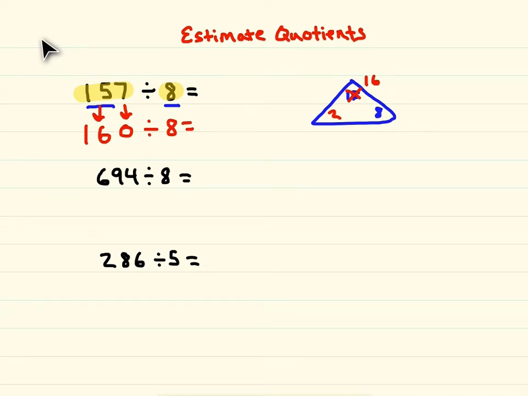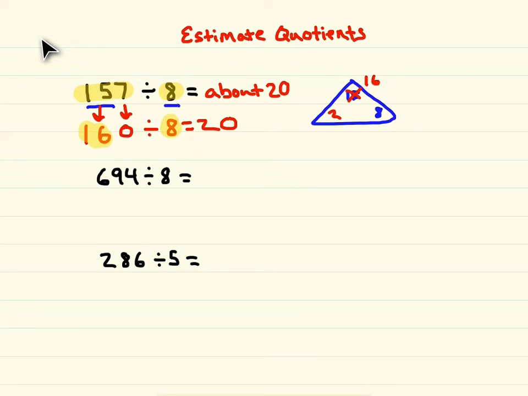Well, you have your math fact right away. 16 divided by 8 is 2. You can't cross off any zeros in your divisor, so you have to keep your dividend 0, and you get 20 as your estimated answer. So the answer is about 20. Let's look at our next problem.